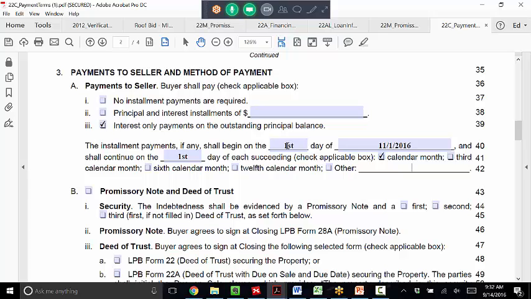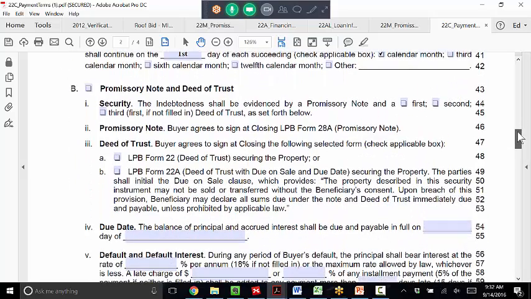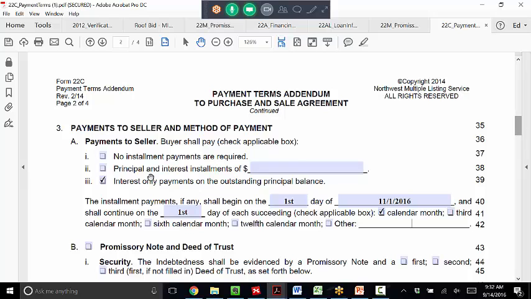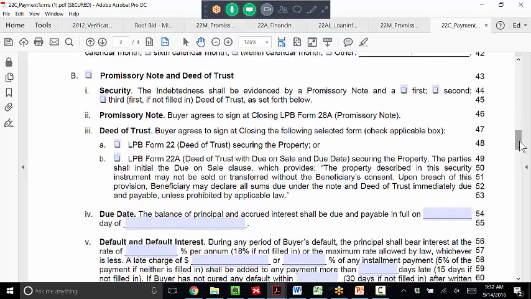Could you make it come due sooner than that? Absolutely. And we're going to get into the term, right? We've talked about the interest rate. We've talked about the payment schedule. We haven't talked about the length or term. So paragraph A, 3A, is the payments. 3B is the security interest.